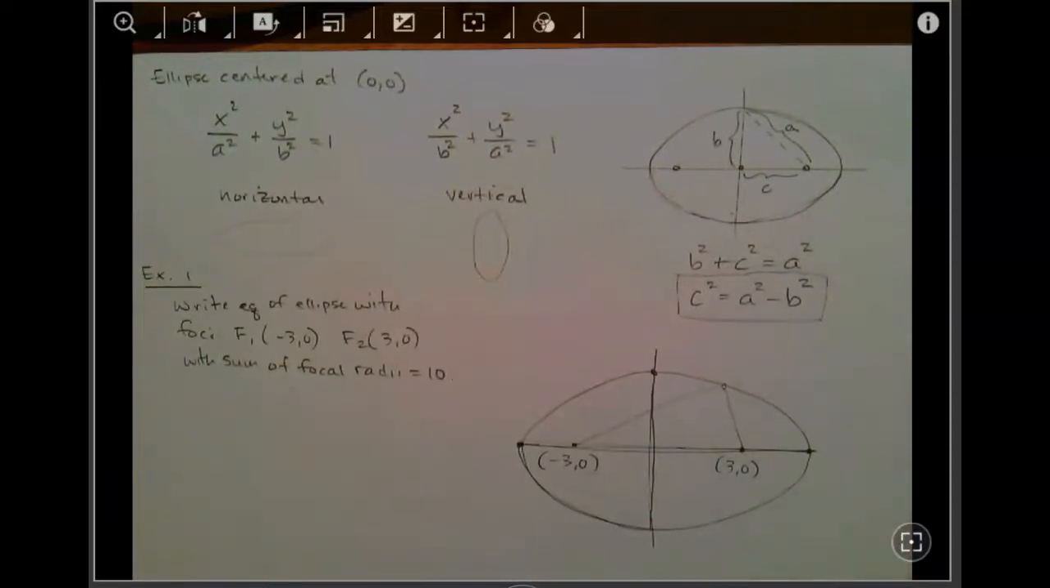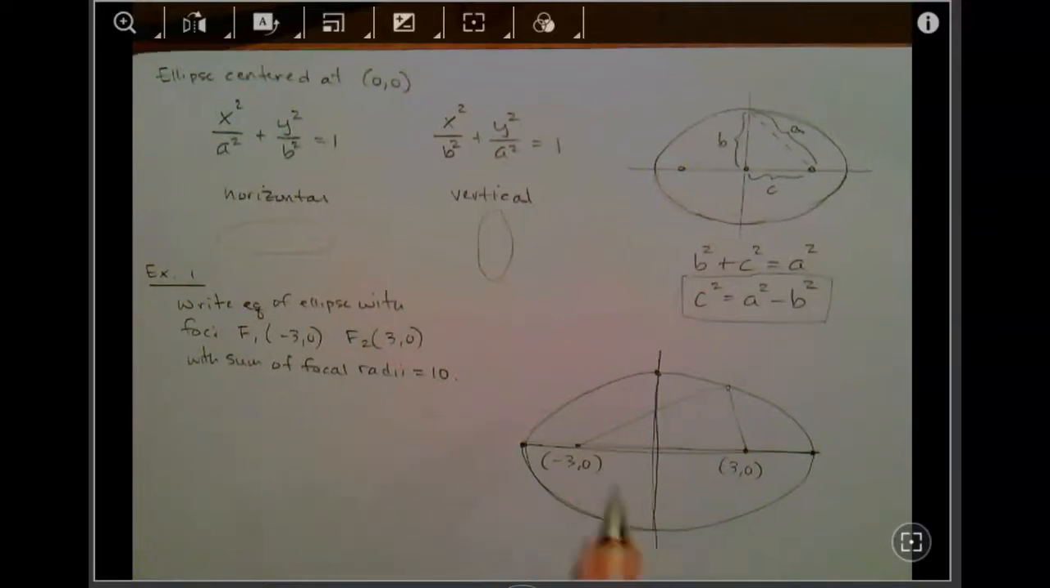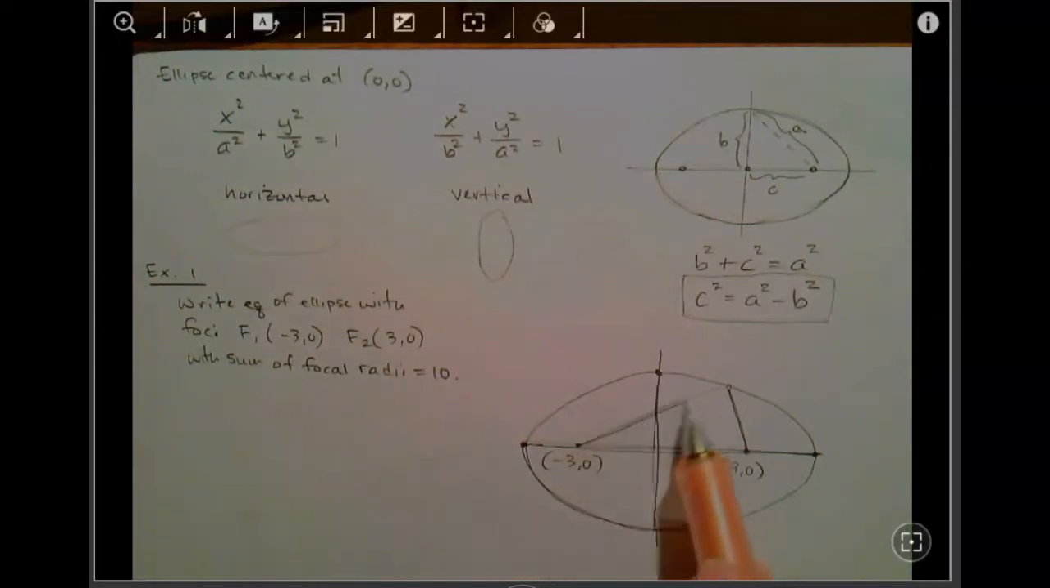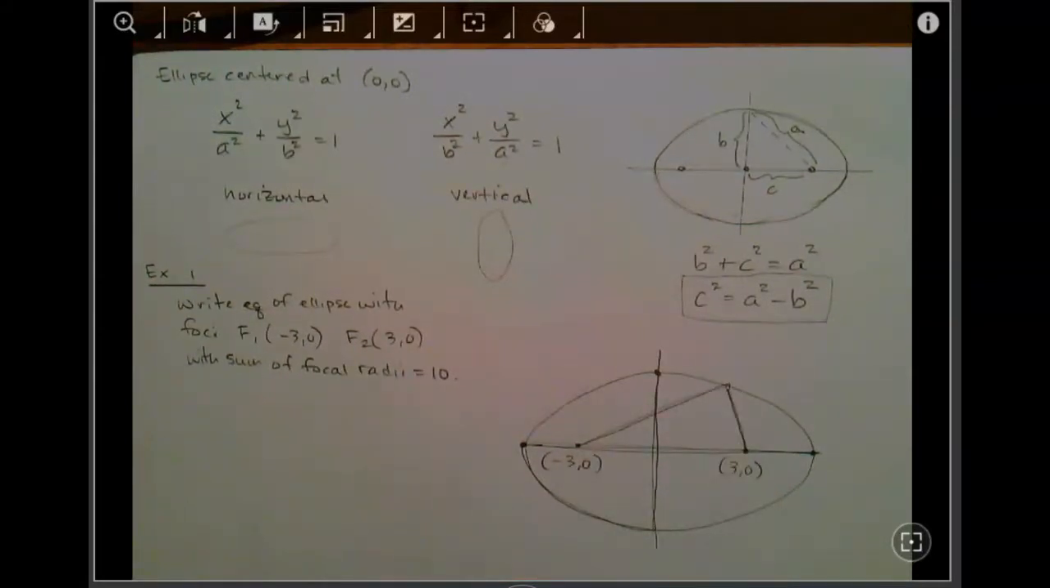For the first example, you're asked to write the equation of an ellipse with the given foci, and the sum of the focal radii is 10. The sum of the focal radii is just saying that this right here is a focal radius, and so is this one. They're like the radius from the focus, and there are two of them. So the sum of these two segments is always going to be equal to 10.